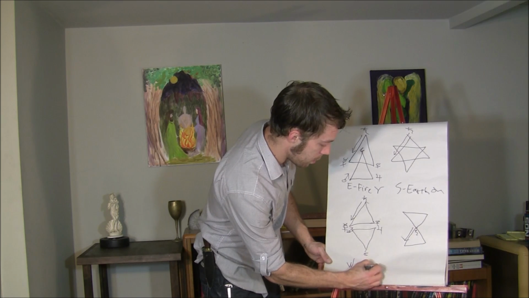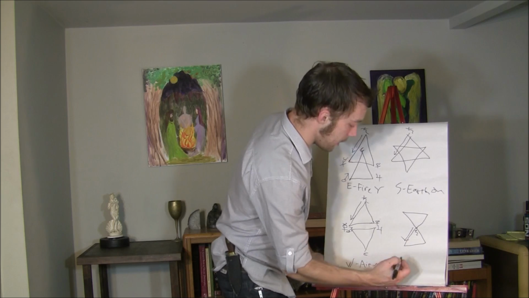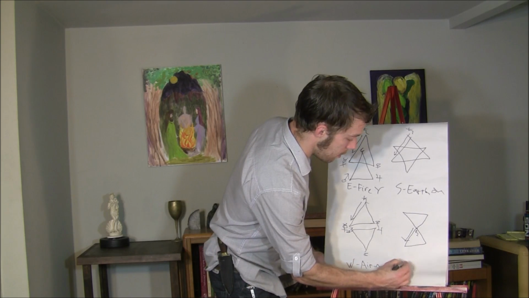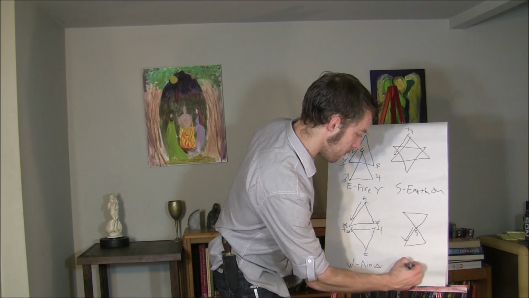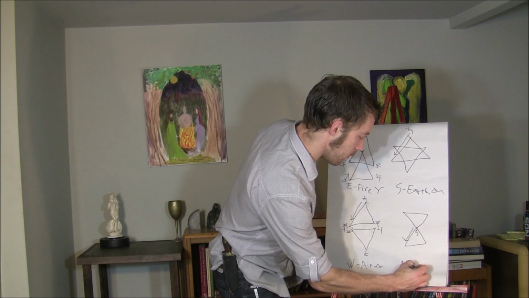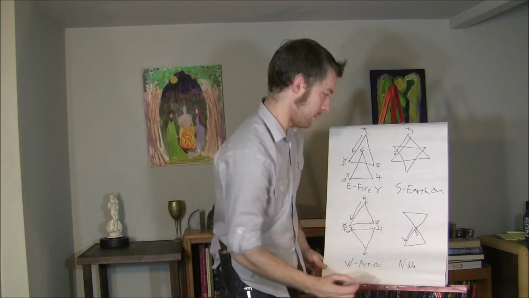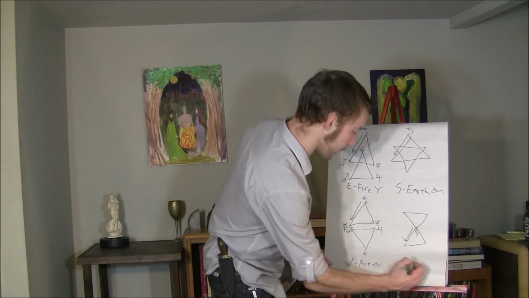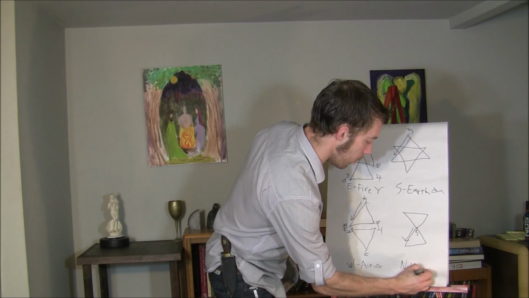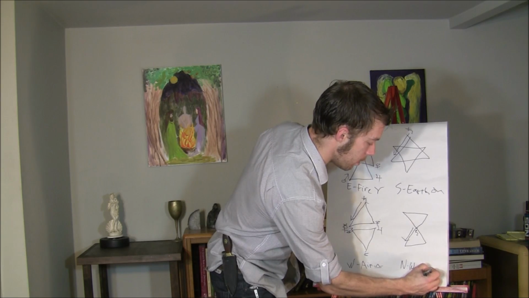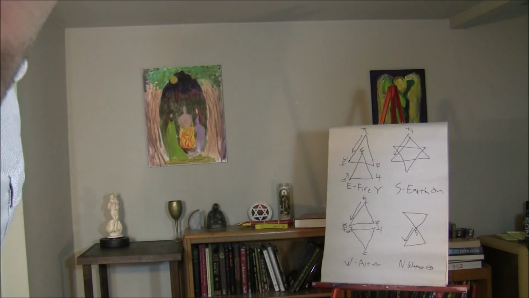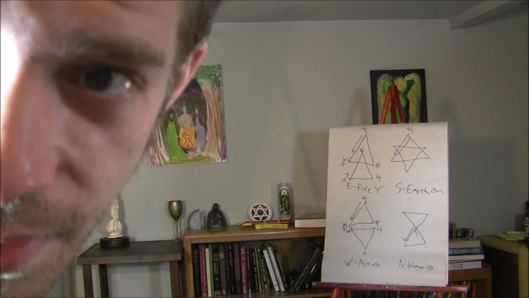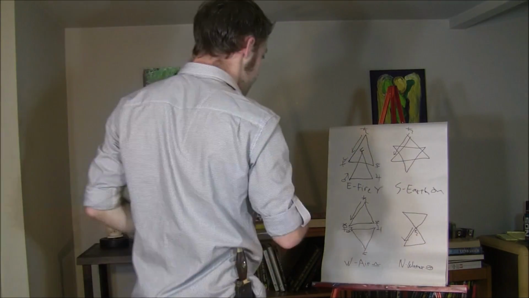air, Libra, and north, water, Cancer. Is all that visible on there? Kind of. Well, hopefully you get the point.